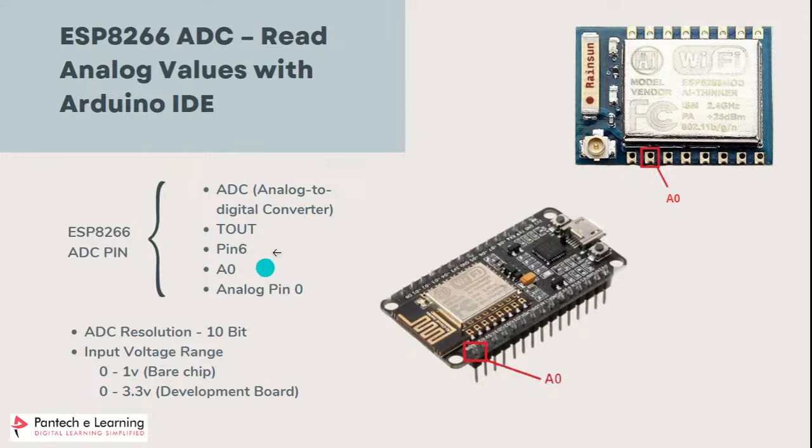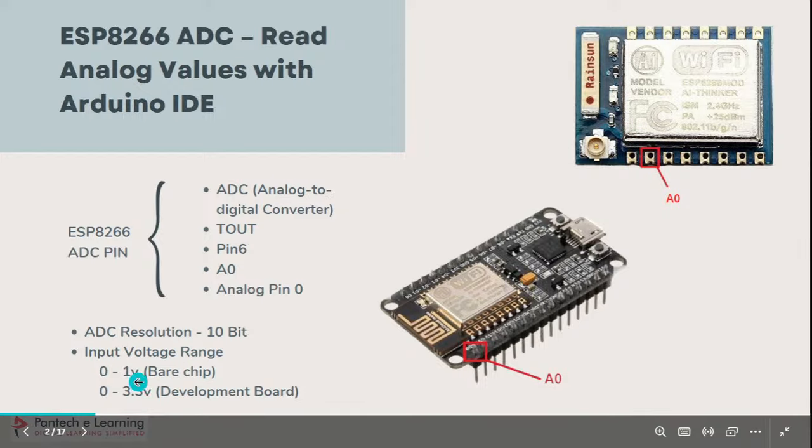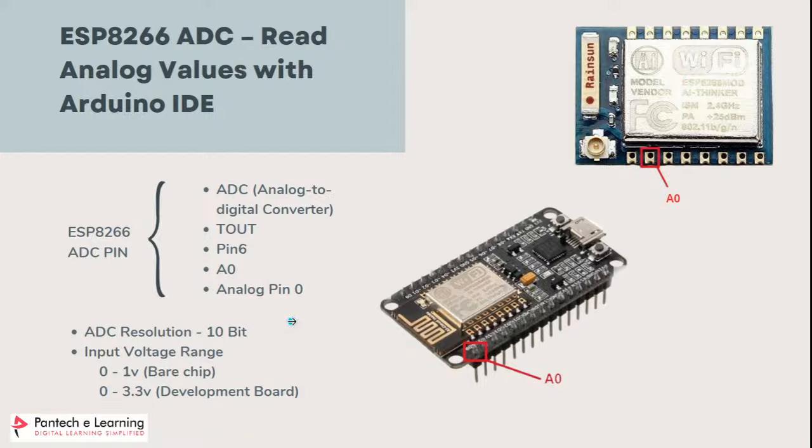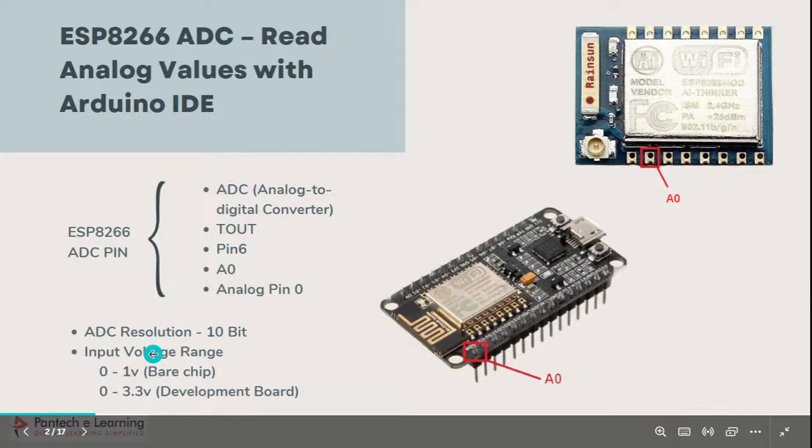So all these terms refer to the same pin in the ESP8266. Coming to its resolution, I have already told you that it's a 10-bit resolution. And coming to the third one, which is the input voltage range: the ESP8266 ADC pin input voltage range is 0 to 1 volt. I am talking about if you are using the bare chip. If you are using the bare chip, the voltage range is 0 to 1 volt.